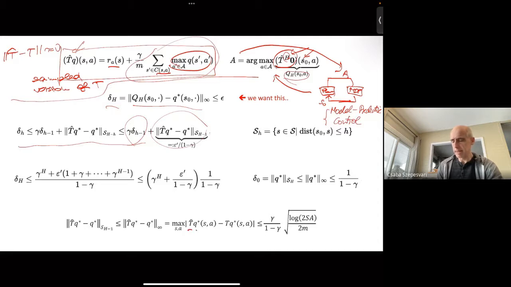If t hat is applied at q star versus t is applied at q star, if you plug in the definitions, you just see that this is just Hoeffding's inequality, right? And so Hoeffding's inequality would say in this case, so there is this gamma because there was this gamma before. In both operators, there is the reward, but the reward cancels. And then there is this gamma, which goes there. And then there are the quantities that we're averaging. So they look like this. Their range is 1 over 1 minus gamma.